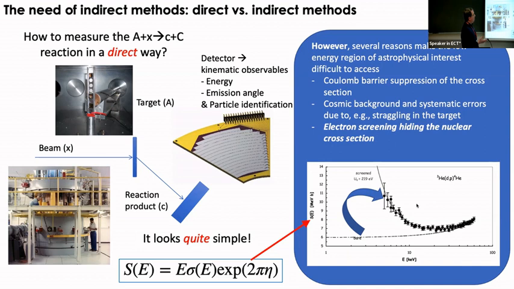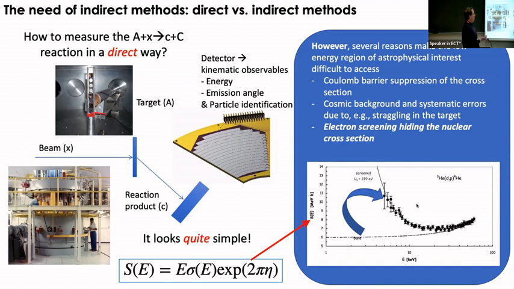One of the most crucial points is that when you go for nuclear astrophysics, you have to go to very low energies because stars are cold for nuclear physicists. And so the cross section is very small because of the Coulomb barrier. But this is not the only problem. You have a vanishingly small signal to noise ratio. You have the electron screening that is preventing access to the low energy region. And this is a typical sketch.